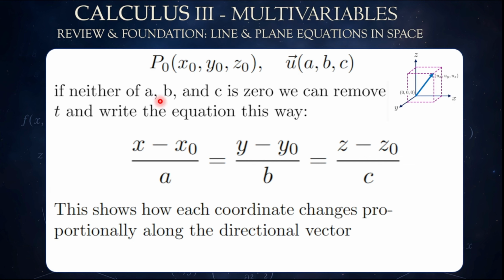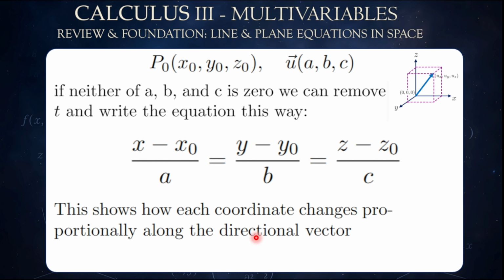If neither of a, b, and c is 0, we can remove t and write the equation using this form. (x minus x0) divided by a is equal to (y minus y0) divided by b equals (z minus z0) divided by c. This shows how each coordinate changes proportionally along the directional vector.